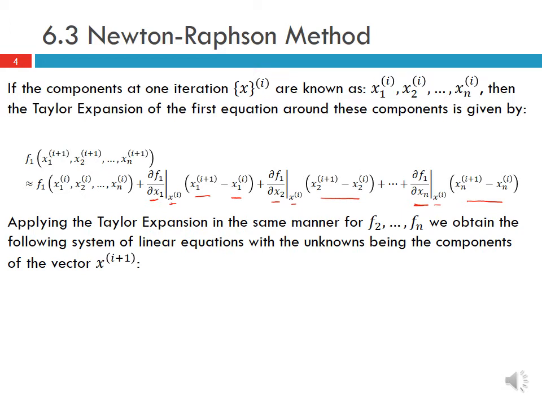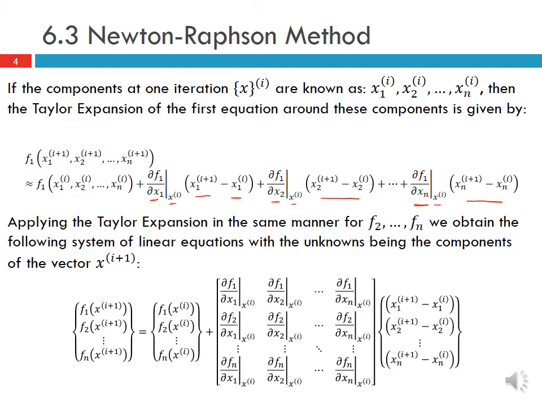So applying the Taylor expansion in the same manner for f2 up to fn, we obtain the following system of linear equations, with the unknowns being the components of the vector x at i plus 1. So we have f of x at i plus 1 is equal to f of xi plus this matrix of the partial derivatives times this difference: x1 at i plus 1 minus x1 at i, up to xn at i plus 1 minus xn at i.